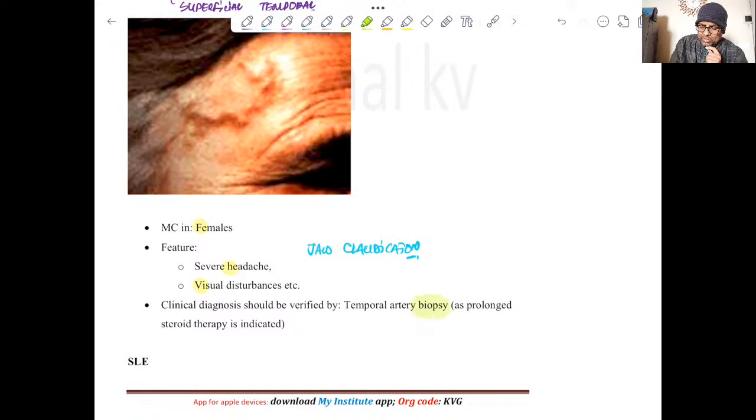We need to do a biopsy because we are going to give steroid for a longer period of time. So biopsy is needed to make a confirmed diagnosis.